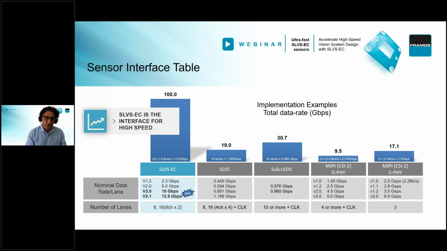So up to 12.5 gigabit per lane is the latest. 10 is also quite new, so that's why I've made it bold in the true version. And here you see also the number of lanes. The plot is showing some real cases that I've seen from the sensors, and of course, here 8 lanes at 12.5 gigabit per lane means 100 gigabit in total, a huge amount of data. So that's it.